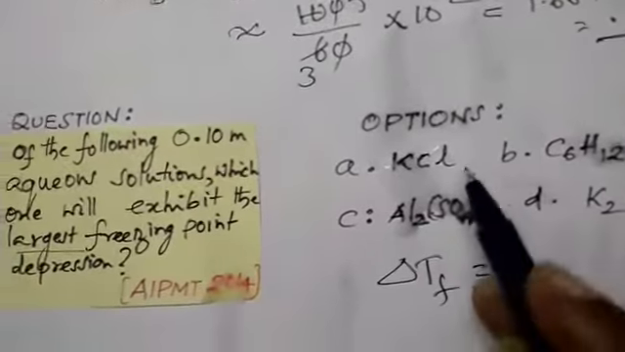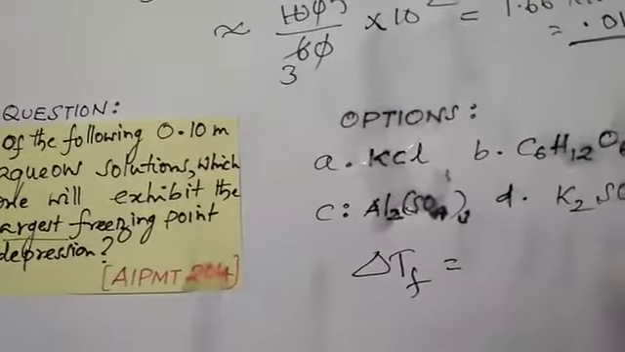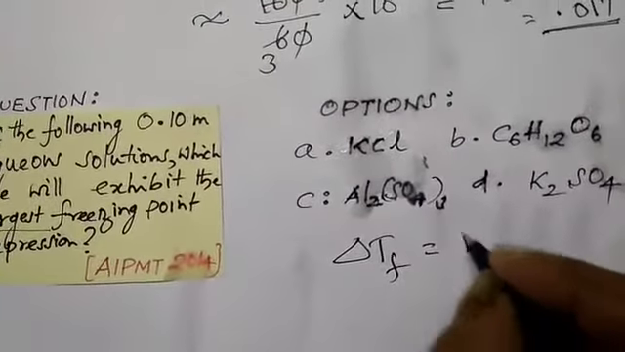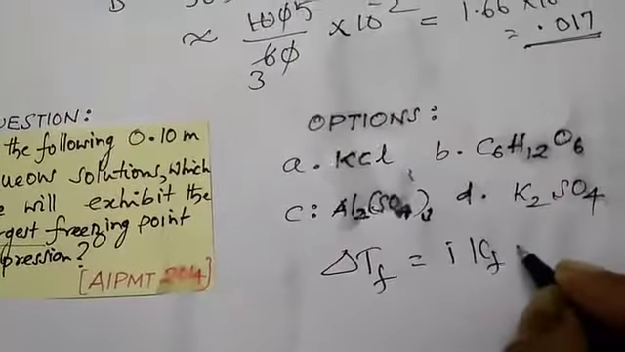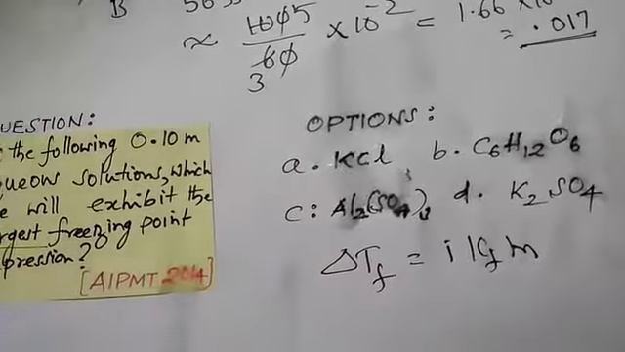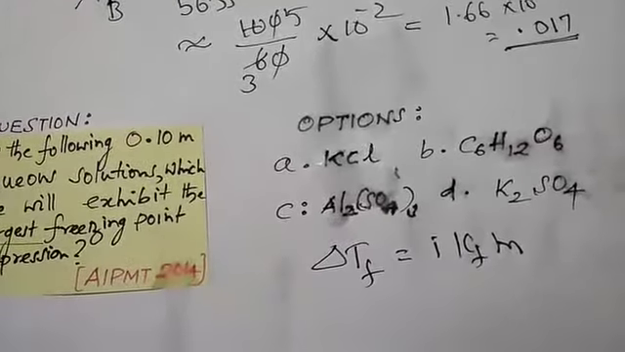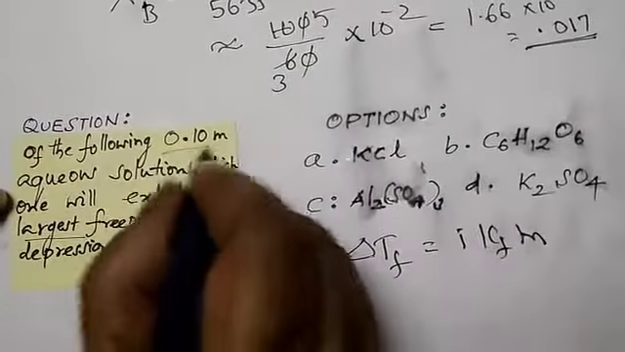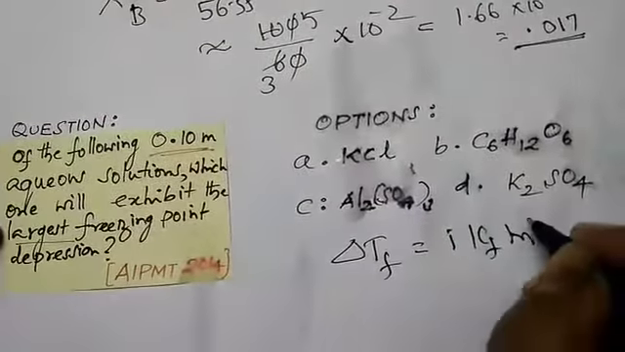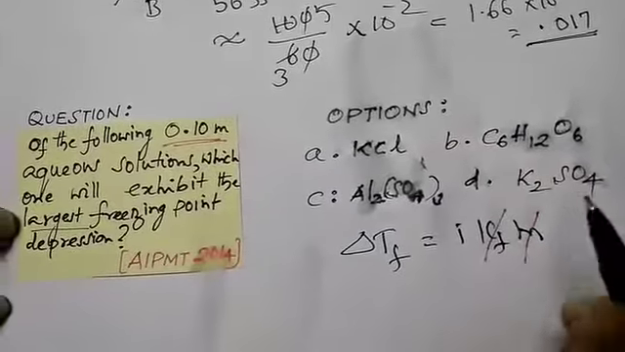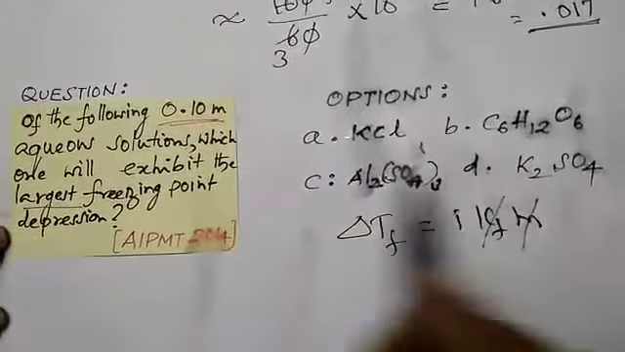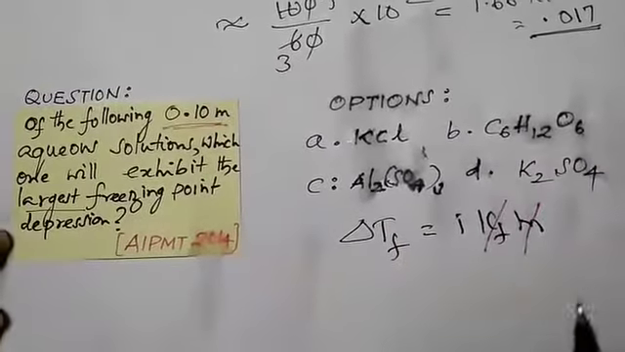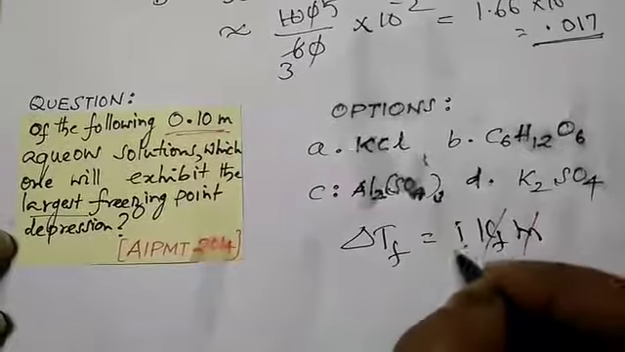Now let us see the question. KCl, glucose, aluminum sulfate, potassium sulfate. The formula is delta Tf is equal to i into Kf into m, of course. Here what things are the same? For all the solutions, the concentration is given, 0.1. So this is common and this is common. What they are asking is which among the solutions has the greater delta Tf value. So this depends upon i.